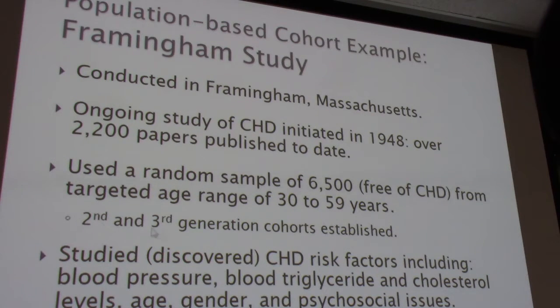They actually now have second and third generations, so they have the offspring, the Framingham offspring. But they're continuing to study, and they discovered so many of the common risk factors that we know of today for heart disease, like elevated blood pressure and cholesterol, in this study. So they found from following and monitoring these factors that they were the ones that stood out as being most associated with heart disease later on.